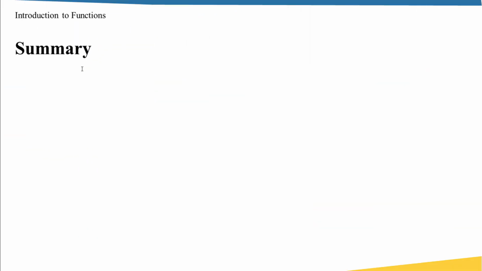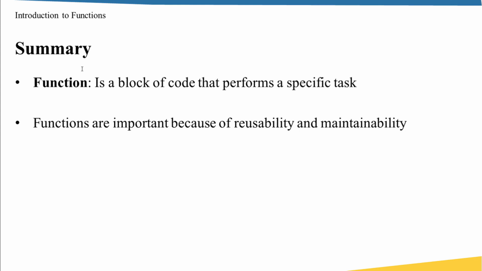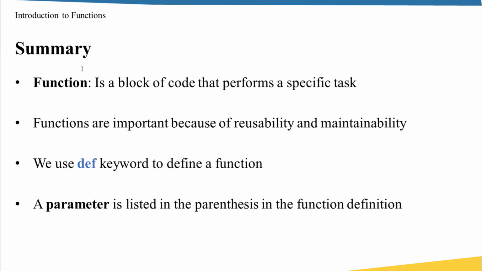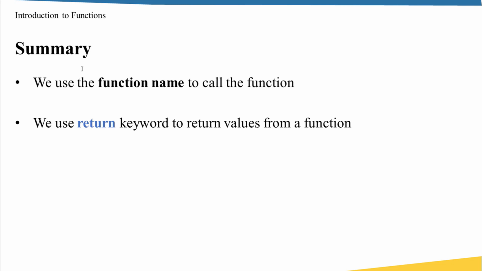Now let's summarize what we have learned in this lecture. First of all, a function has been defined as a block of code that performs a specific task. Functions are very important because of reusability and maintainability. In order to define a function, we use the def keyword. A parameter is listed in the parentheses in the function definition, whereas an argument is the parameter value. In order to call a function, you have to use the function name, and if you want to make your function return some values, you have to use the return keyword.